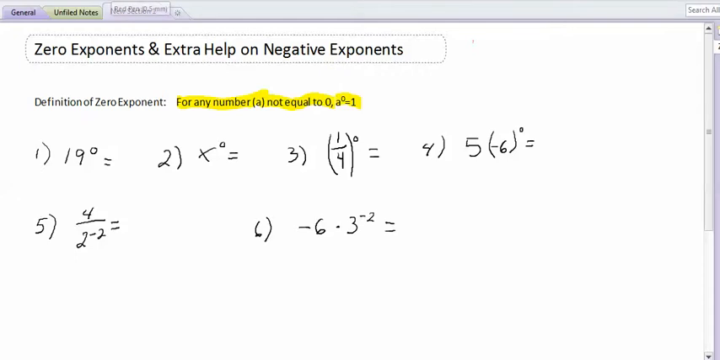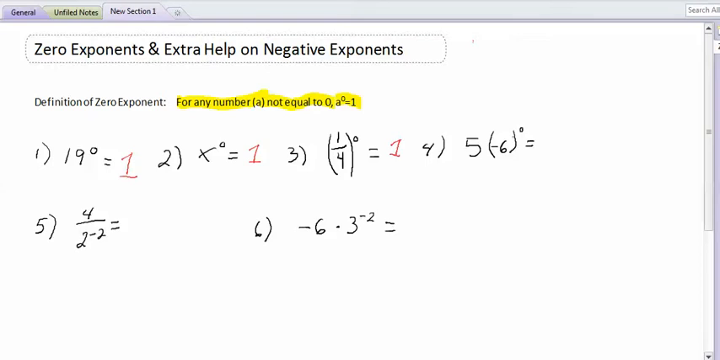Okay, now I'm going to go back to my first problem. So you need to, again, write these down somewhere in your composition book. Number 1, 19 is any number, right? And if you put it to the 0 power, you get the answer of 1. X could be any number. When you put it to the 0 power, you get the answer of 1. 1/4 to the 0 power. 1/4 is any number. You get the answer 1.